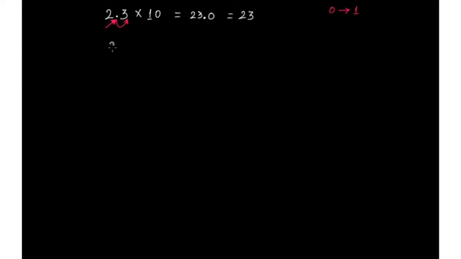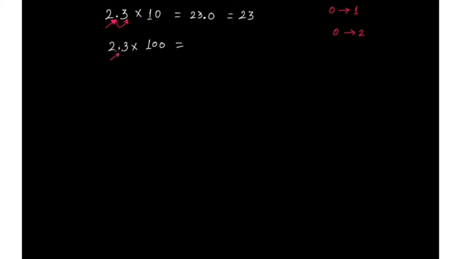What if it was 2.3 multiplied by 100? Now in this case you have 2 zeros, and our decimal point is here.